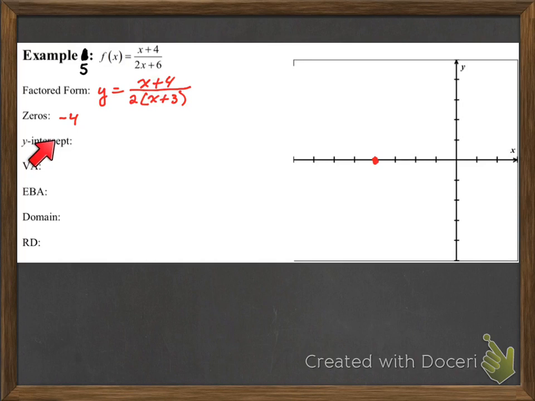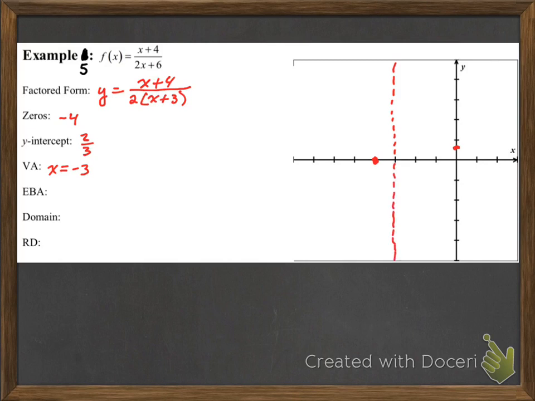The y-intercept we get when x is 0. So that leaves us with 4 over 6, which reduces to 2/3, so 2/3 will be the y-intercept. It's just approximate. The vertical asymptote is the value that makes your denominator 0 here, which is -3, so that's going to be x equals. Remember, your asymptotes are lines, which means you need to write them as x equals or y equals. So x equals -3 is going to be our vertical asymptote.